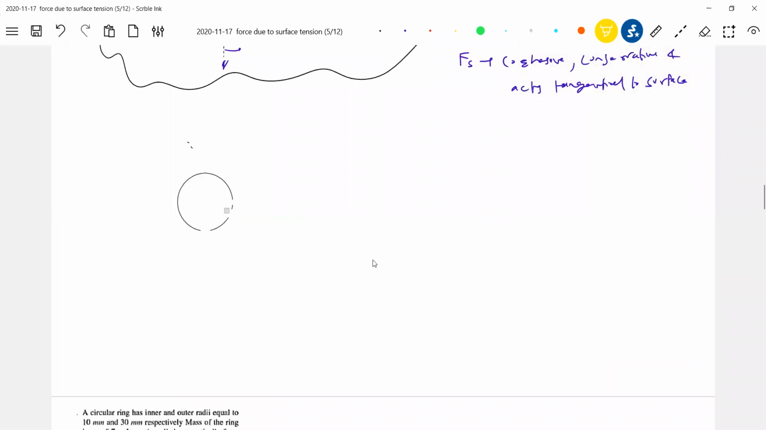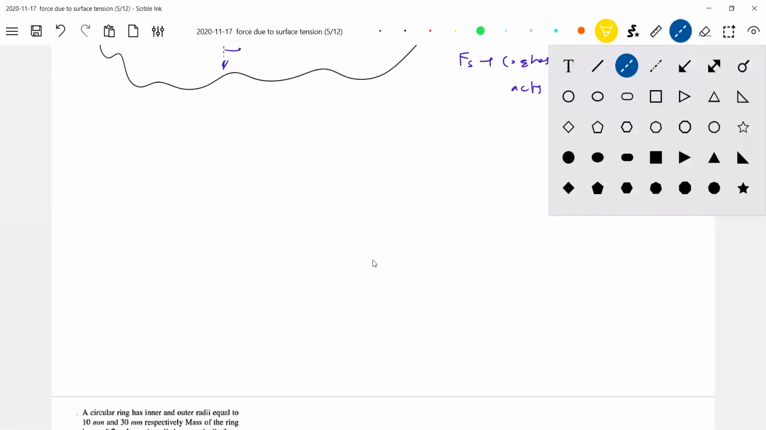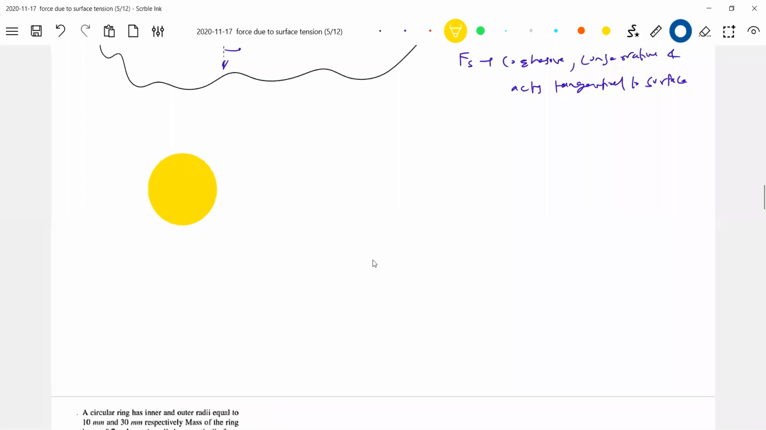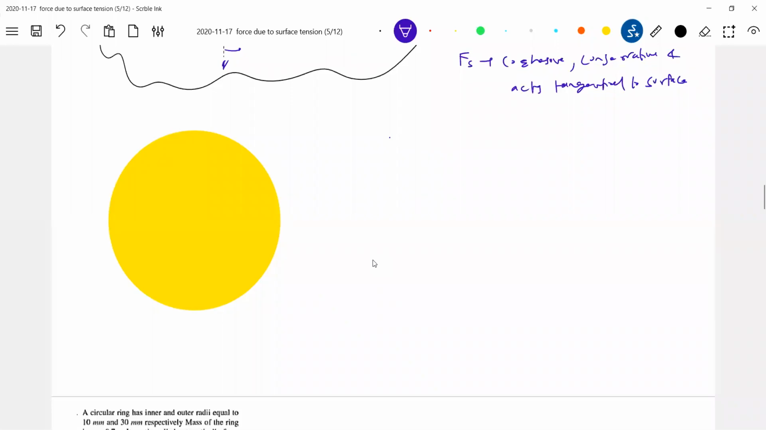Plenty of numericals are based on this. So what is the free surface? The free surface is this one, no? Shall I put molecules like this? I'm just showing the molecules which are there on the free surface.